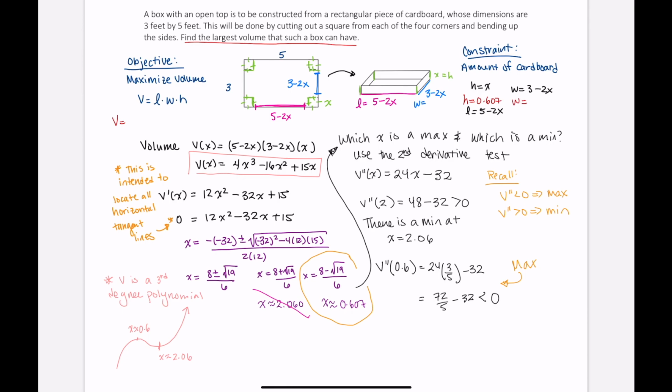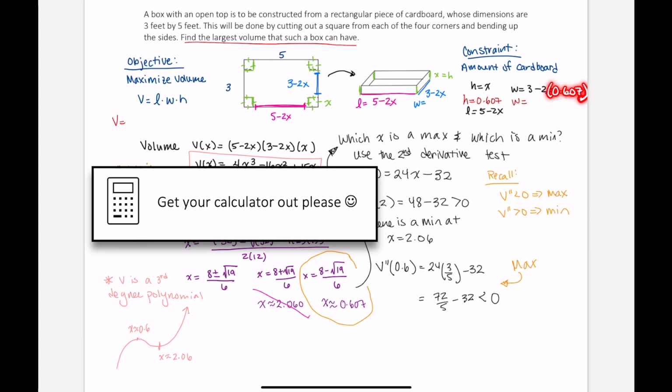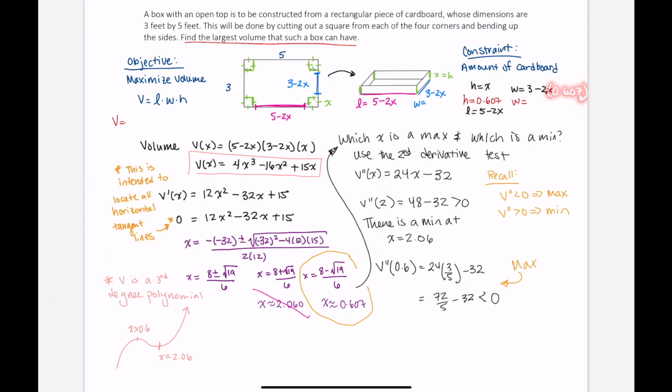Our width is equal to 3 minus 2 times 0.607. Please get your calculator out and work that out. So that is about 1.786. And now do the same thing here. The length is 5 minus 2 times 0.607. And so that is about 3.786.